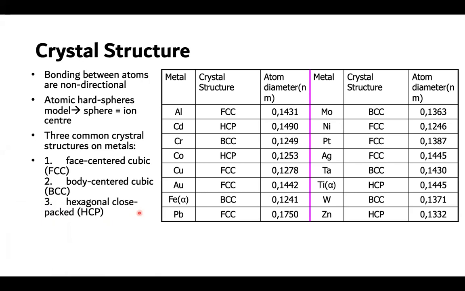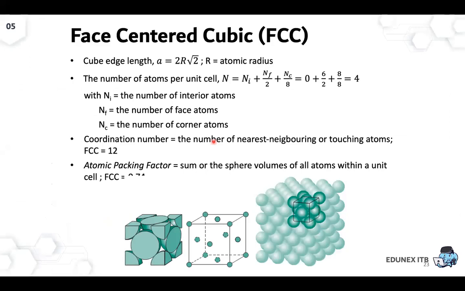Right. So last week we discussed crystal structure, and the crystal structure might be FCC, face-centered cubic, or body-centered cubic, or hexagonal close-packed. I also demonstrated how to calculate the parameters in each crystal structure. Usually the ones that we really calculate are the atomic packing factor, the coordination number, the number of nearest neighboring and touching atoms, and the number of atoms per unit cell.